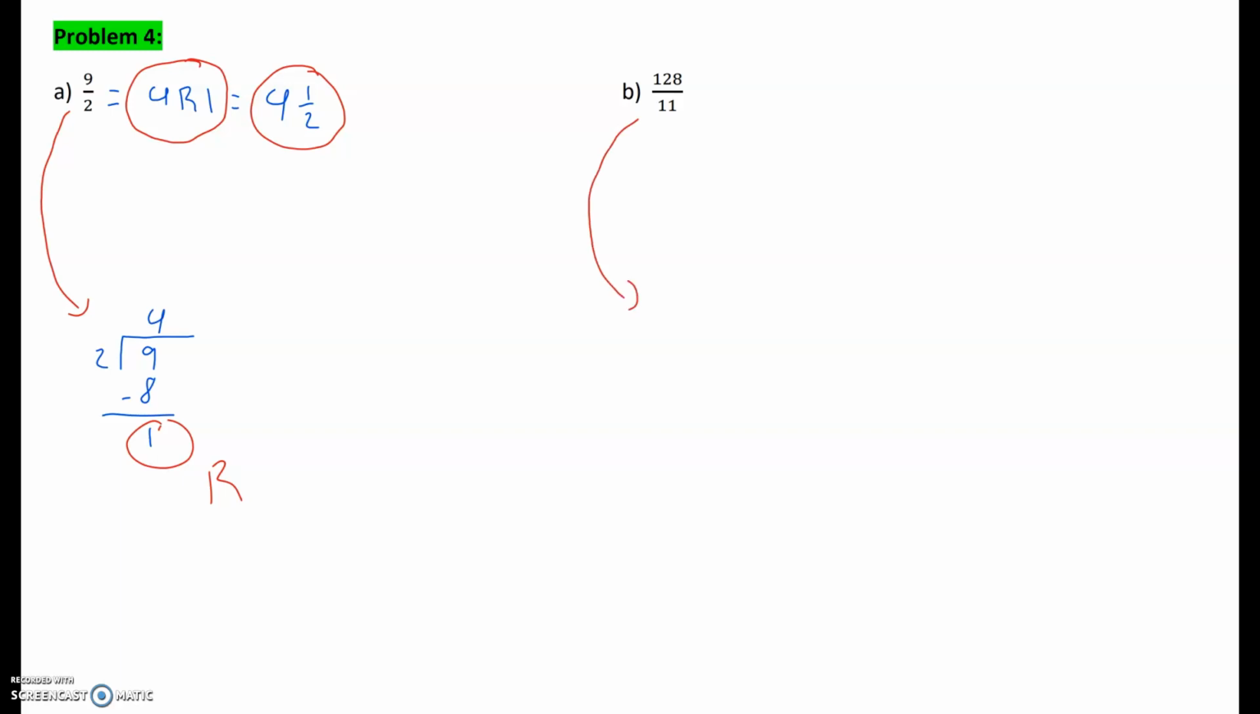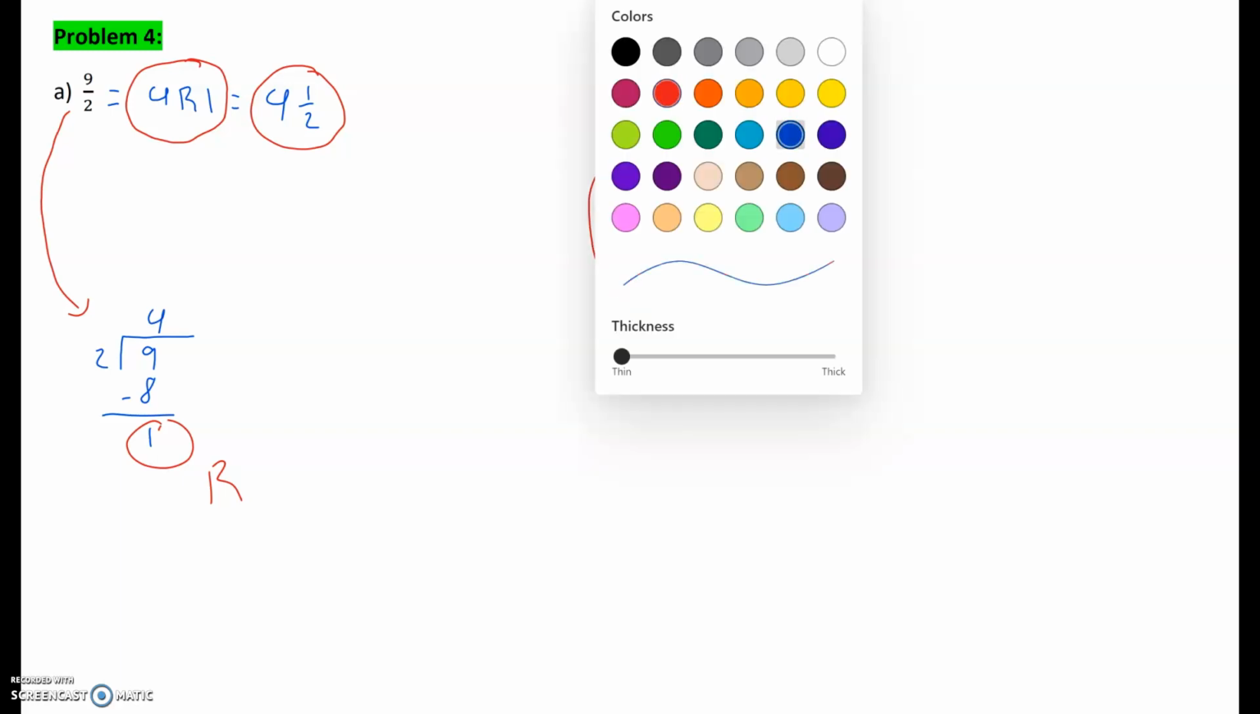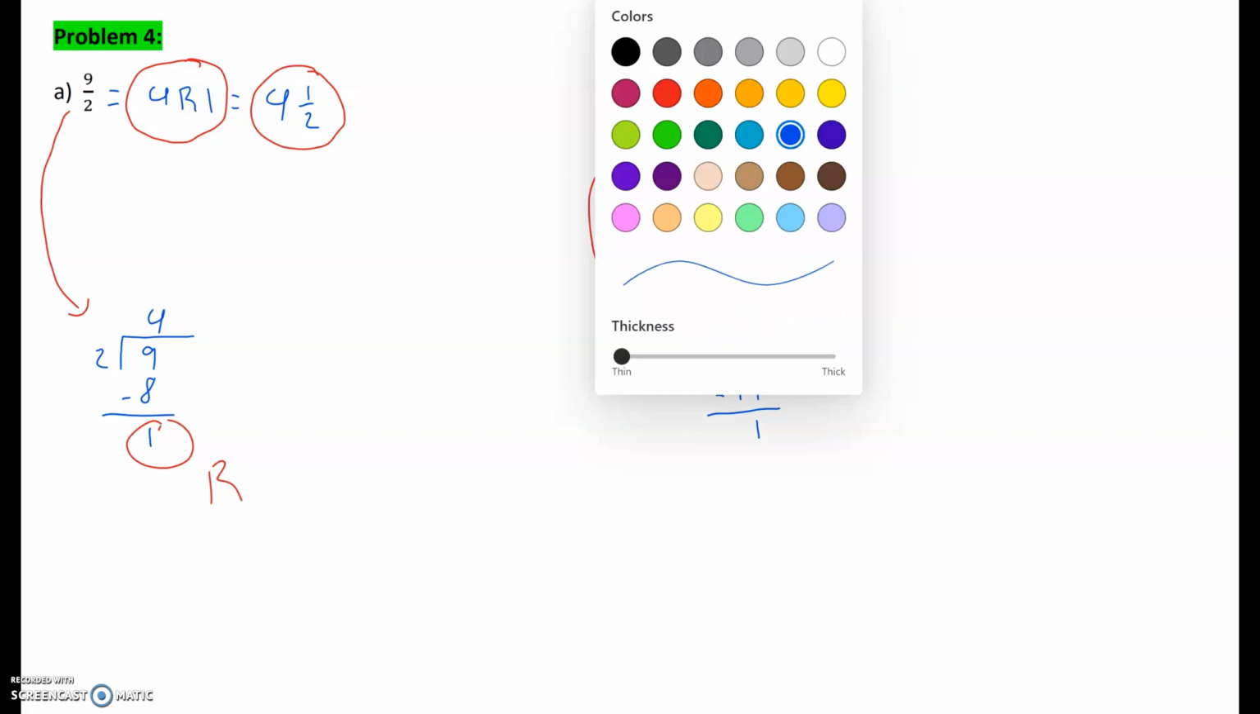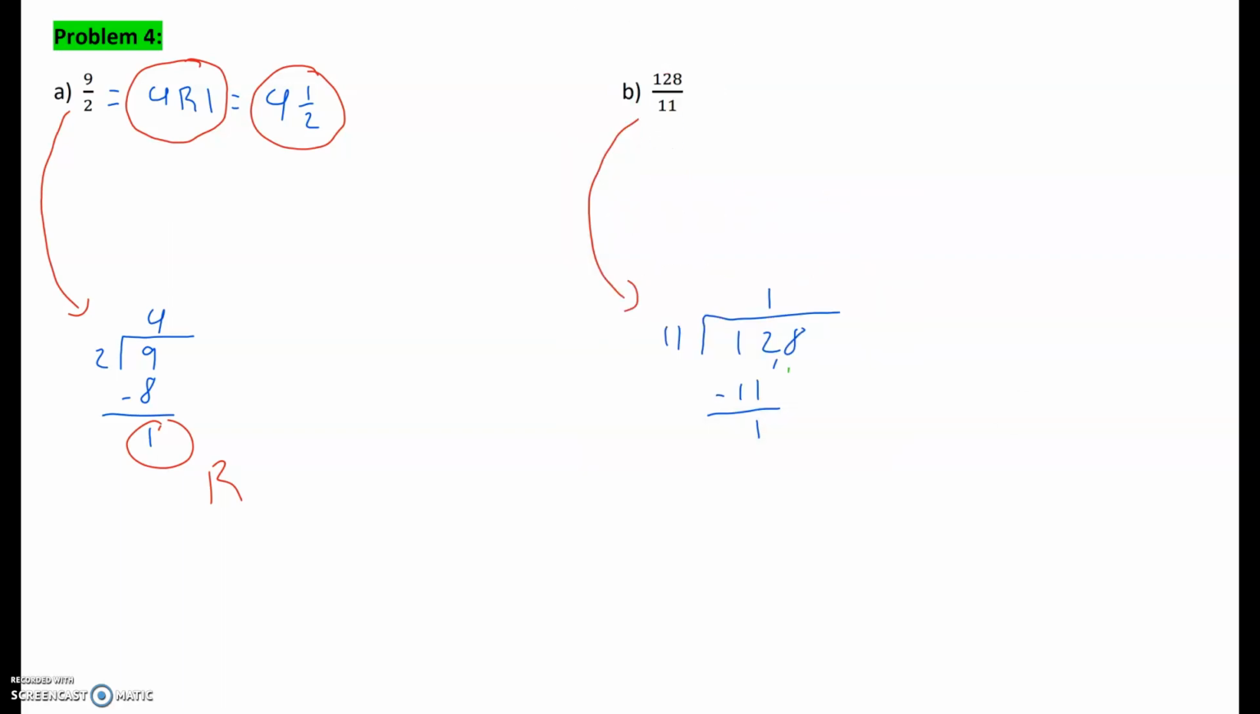So let me carry on with the second one. And in this case, this is going to be 11, 128. And I'm just going to go to the first two values. So you're going to look at 1. 11 times 1 is equal to 11. Then carry the subtraction. 12 minus 11 is equal to 1. And then at this point, we drop the 8.